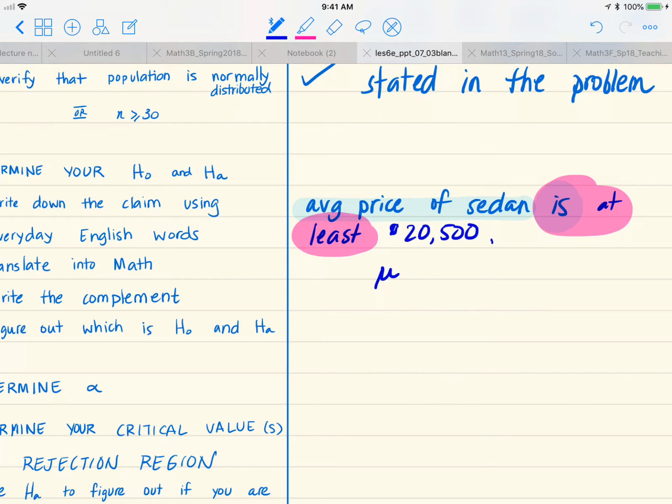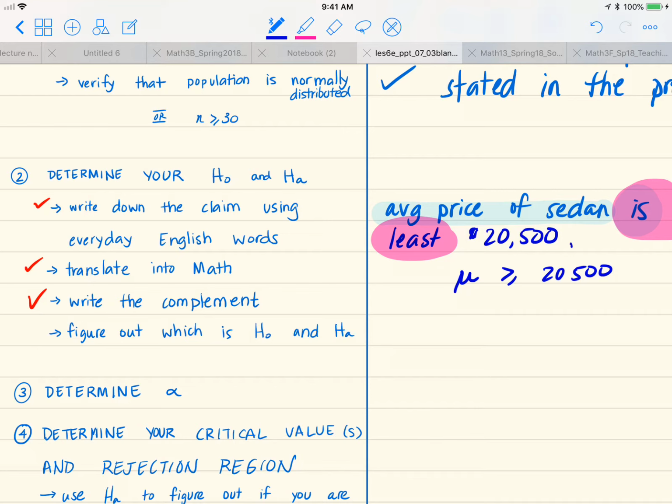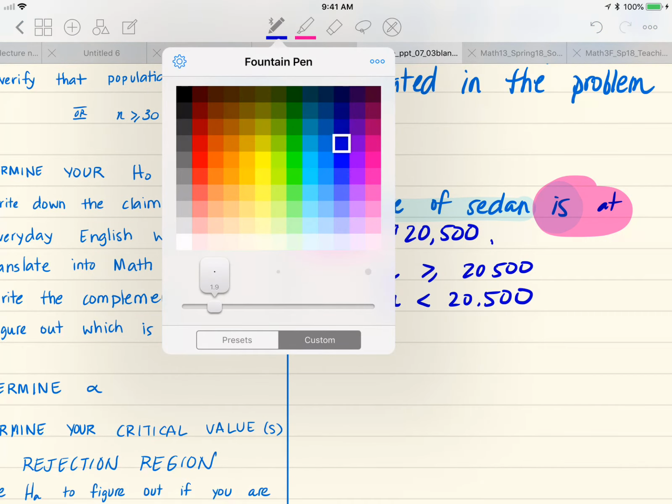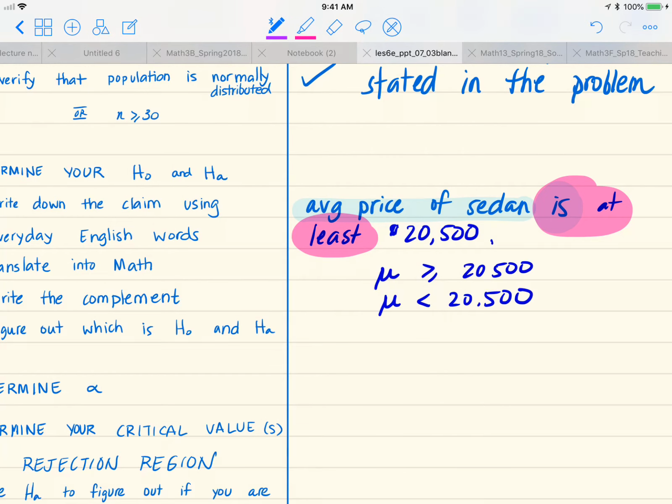Mu greater than or equal to, and then the 20,500. Write the complement. What is the complement of mu is greater than or equal to 20,500? Mu is less than 20,500. Figure out which one is H naught and which one is HA. H naught has to be the top one because of this greater than or equal to. So H naught is mu greater than or equal to 20,500. And then HA, mu less than 20,500.